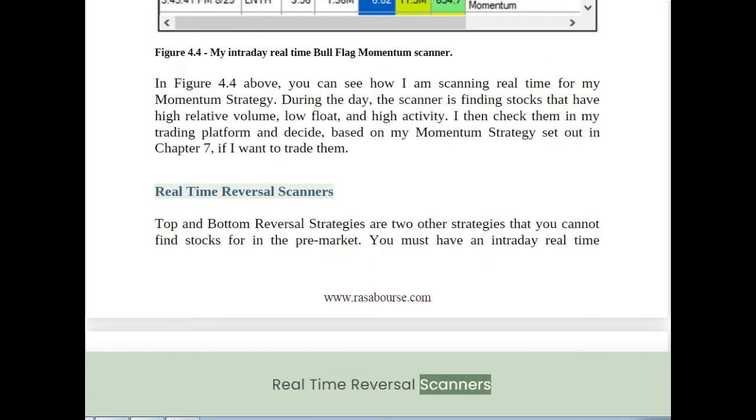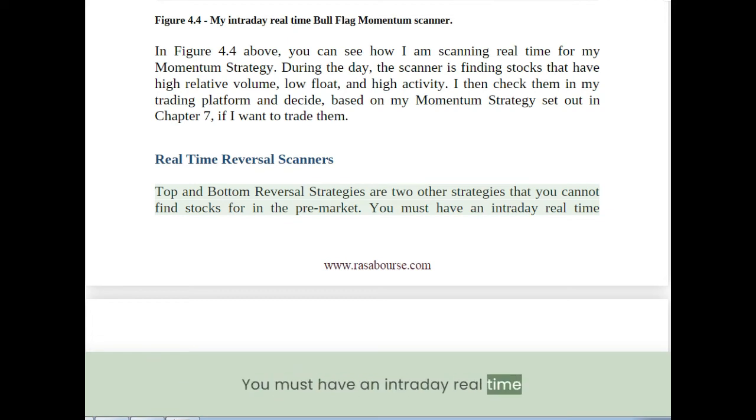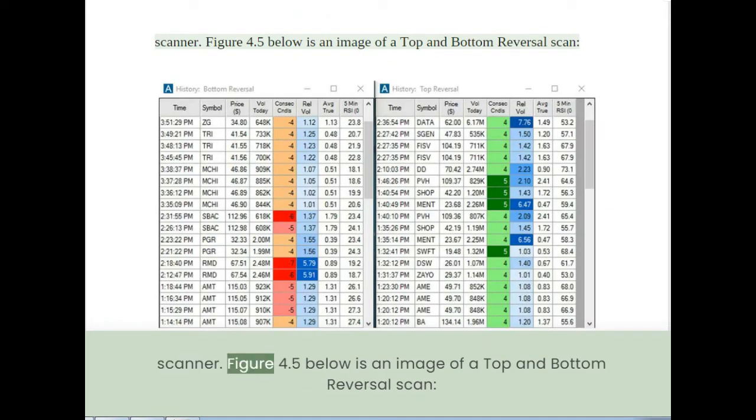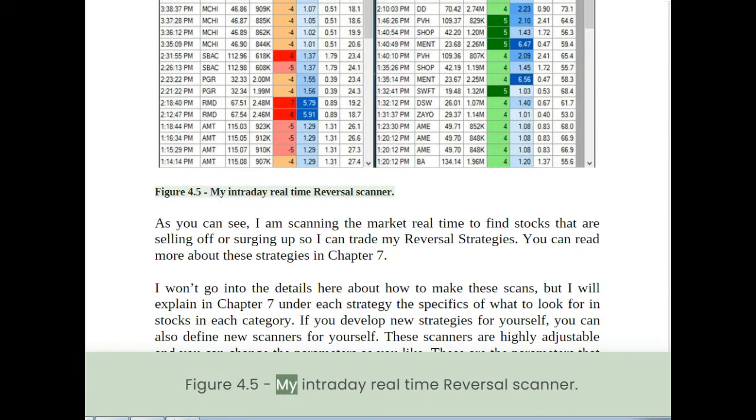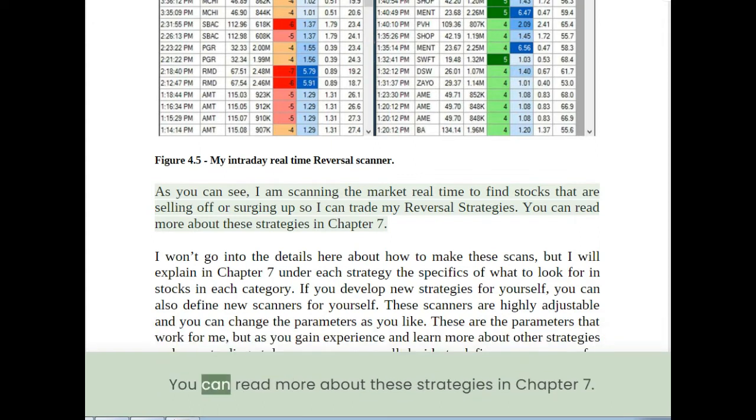Real-time reversal scanners. Top and bottom reversal strategies are two other strategies that you cannot find stocks for in the pre-market. You must have an intraday real-time scanner. Figure 4.5 below is an image of a top and bottom reversal scan. Figure 4.5, my intraday real-time reversal scanner. As you can see, I am scanning the market real-time to find stocks that are selling off or surging up so I can trade my reversal strategies. You can read more about these strategies in Chapter 7.